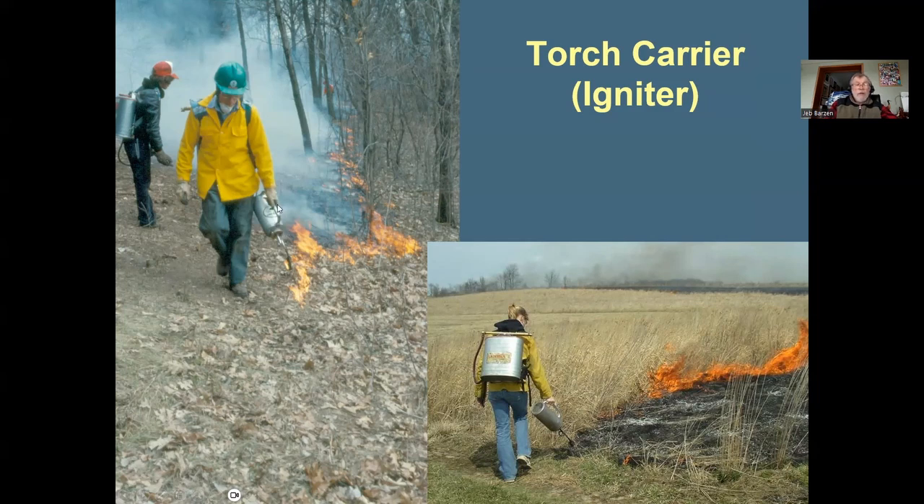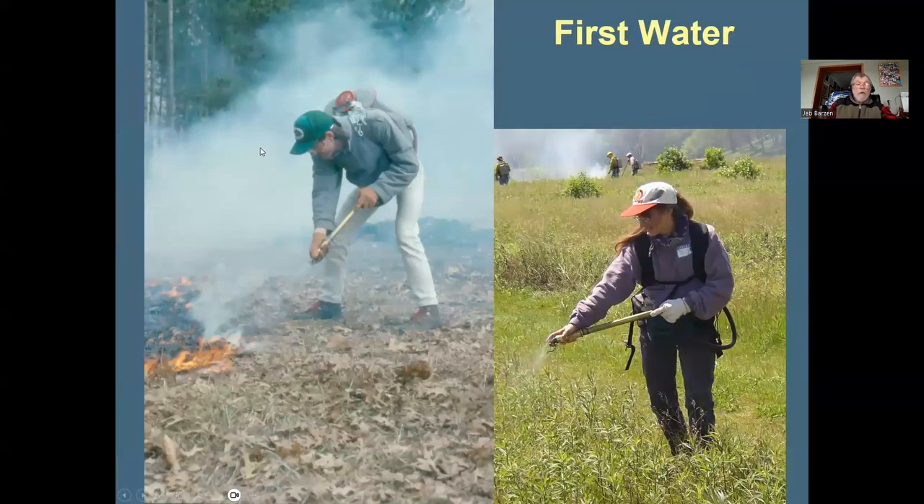Their backs are straight. They're holding the handle of the drip torch down low. This person doesn't have gloves on. They should have gloves on. And so that's a problem there. But basically, they're lighting fire right on the edge of the break, which is what they should do. And in this case, they have extra water that they're carrying with them. The first water is responsible for cooling down the water.